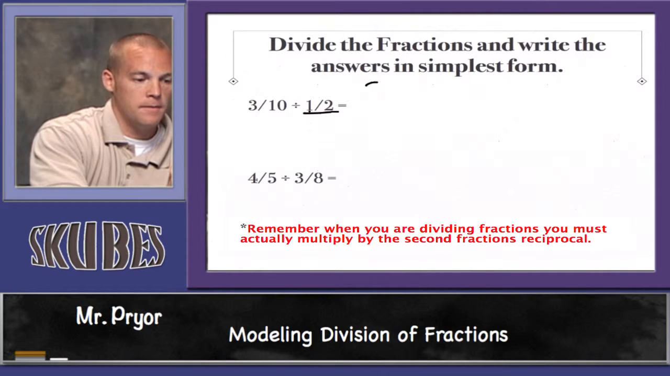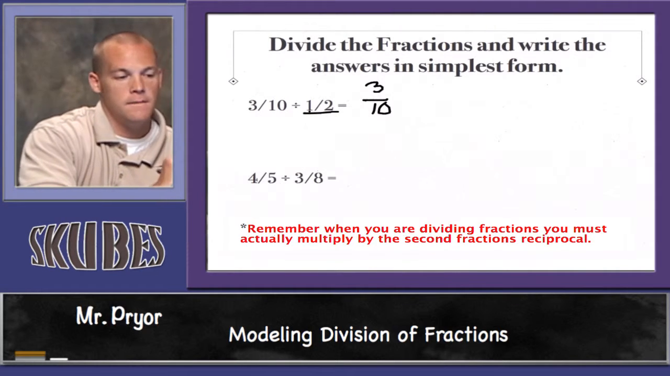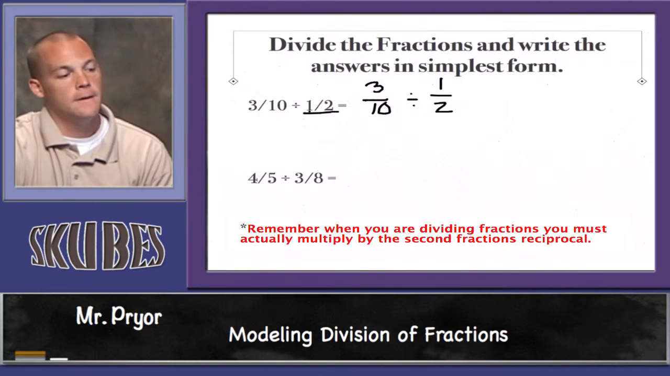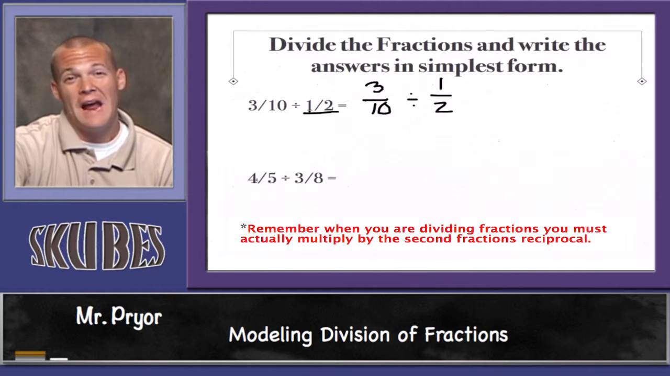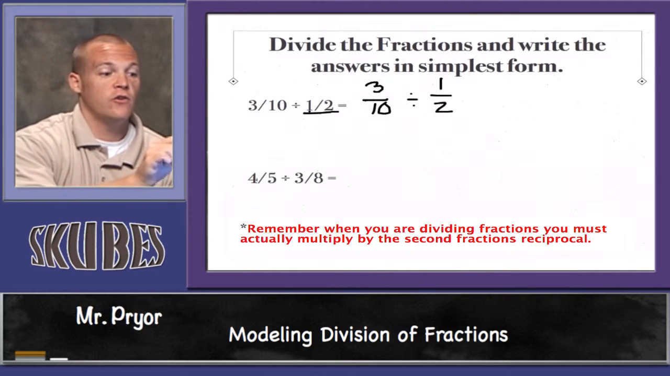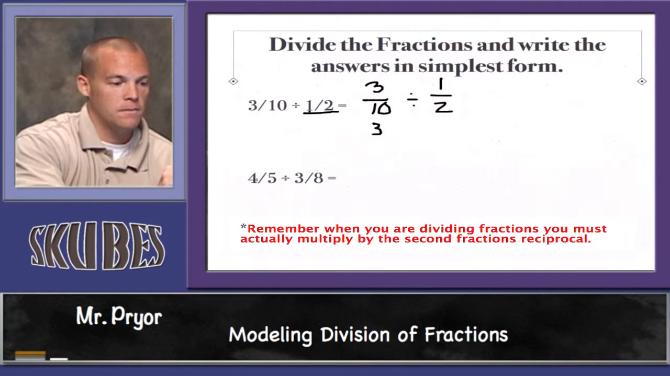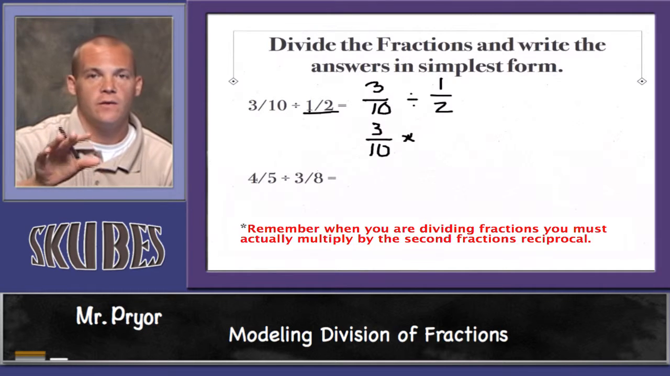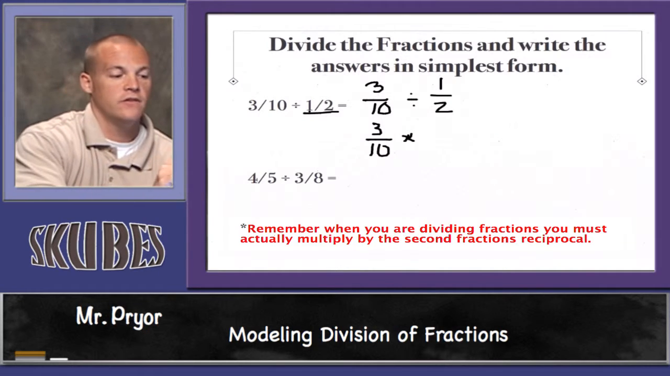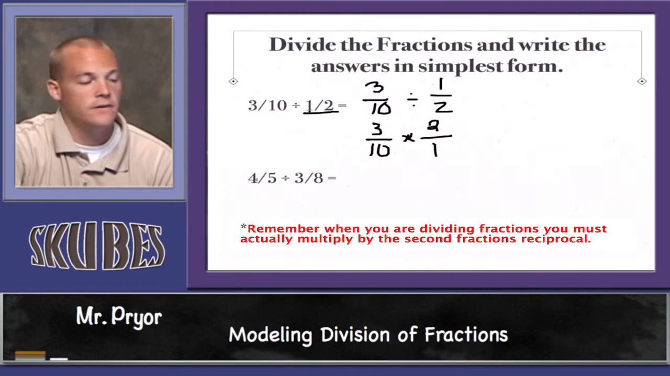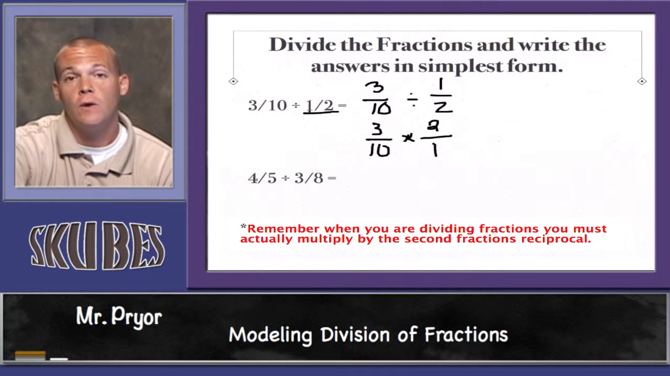So I'm going to set this problem up as 3/10, okay, divided by 1/2, and take you through the entire process. When you divide by fractions, we don't actually divide by a fraction. We actually multiply by the reciprocal. So you will always multiply. You will change the problem to multiplication, and you will actually multiply with that second fraction, and it's always that second fraction's reciprocal. So in this case, 1/2's reciprocal is going to become 2/1. So that becomes 3/10 times 2/1.